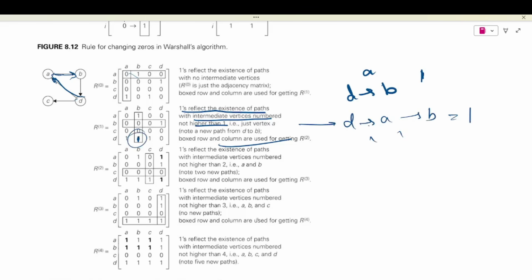This is not like fluids, okay. You will not be adding it, you will not be making it 2, you are just checking whether the path is existing or not. If it is existing 1, else it is 0.